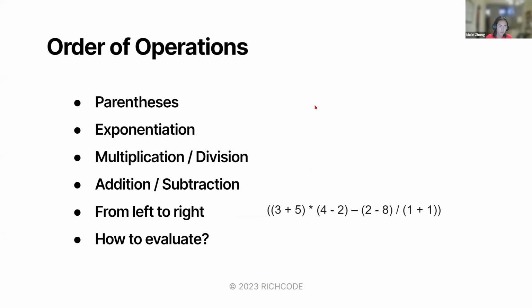So first, order of operations. It goes from parentheses and then exponentiation, multiplication, division, addition and subtraction. And if you have multiple of the same level, then you just do it from left to right. So just to warm up, can I have everybody evaluate this expression? And if you have an answer, feel free to send it in the chat.